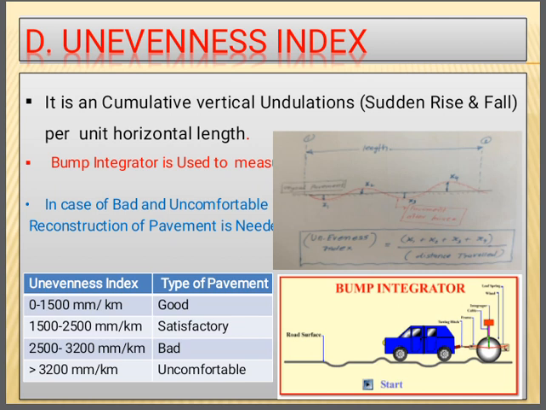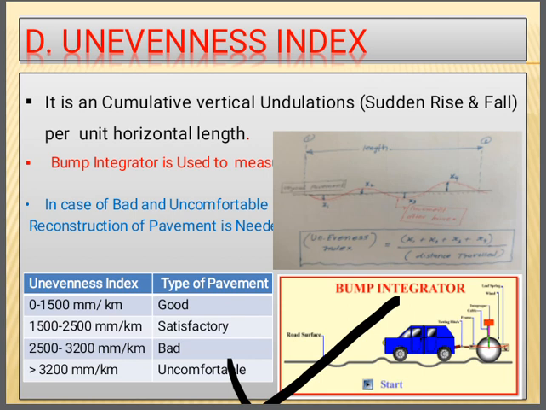And the last one is when the unevenness index is greater than 3200 mm per kilometer, then that pavement is called an uncomfortable pavement. In this last case, if the unevenness index is greater than 3200 mm per kilometer, then road construction is required, meaning reconstruction of the pavement should be done.